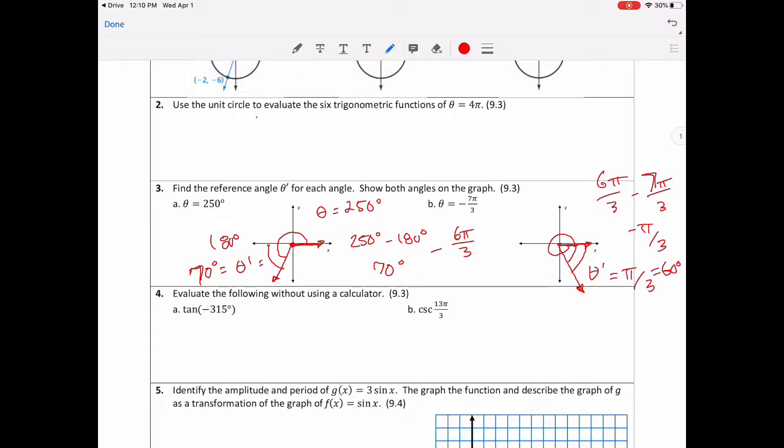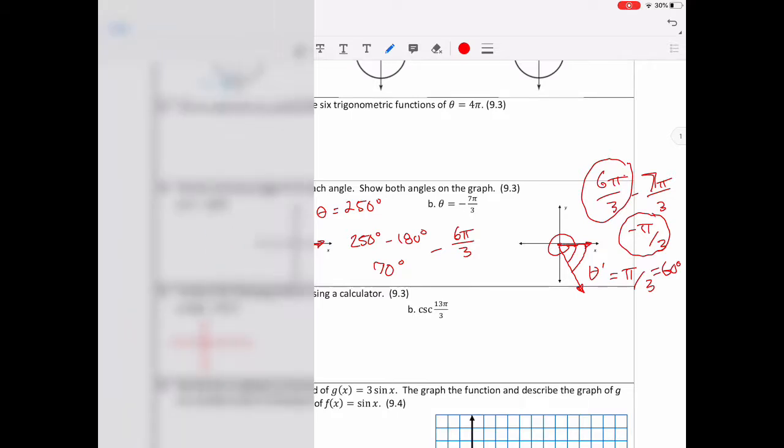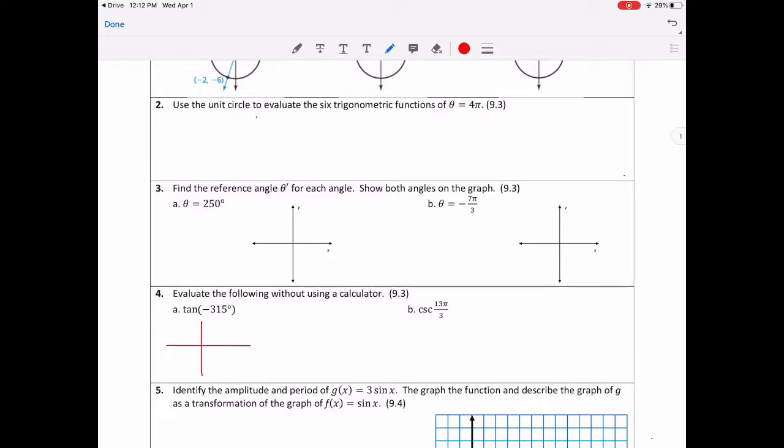And notice on this one I moved in the negative direction, which was clockwise. I moved a complete revolution here. And then whatever I had left to move was this. And so I know that's how much was left. And that's also what's left to the x-axis. So that's my reference angle. Pi thirds or 60 degrees. Okay, guys, let's look at problem 4 here.